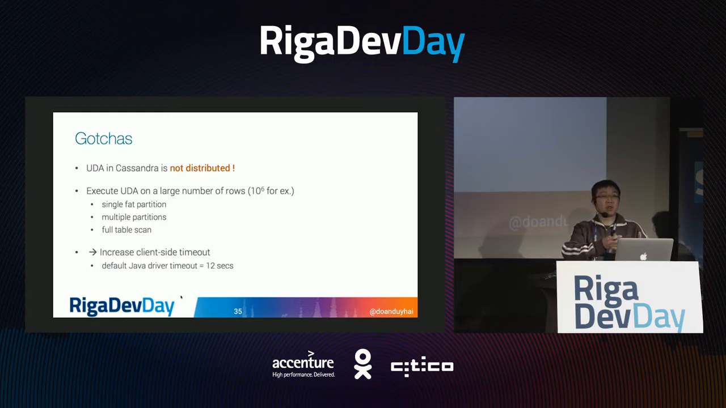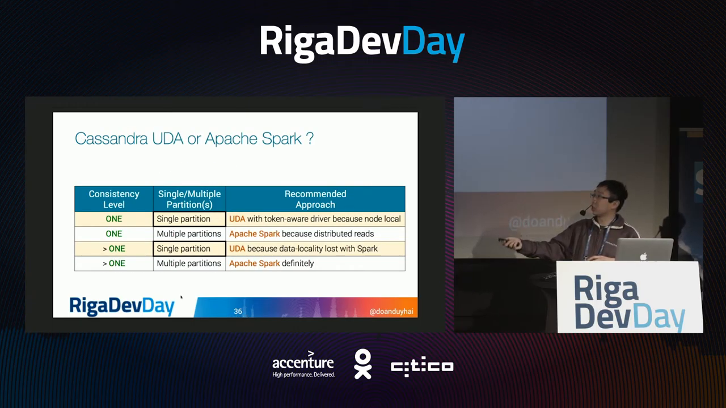Because the default timeout value for the Java driver is 12 seconds. So 12 seconds is largely enough for simple operations, insert, select. But when you are aggregating a lot of data, well, it may take time. Nobody is complaining that Spark is taking 1 minute, because you are processing a lot of data. So if you want to use a Cassandra user-defined aggregate, don't forget to increase this timeout.